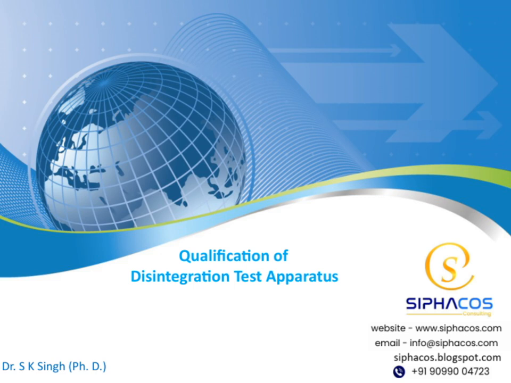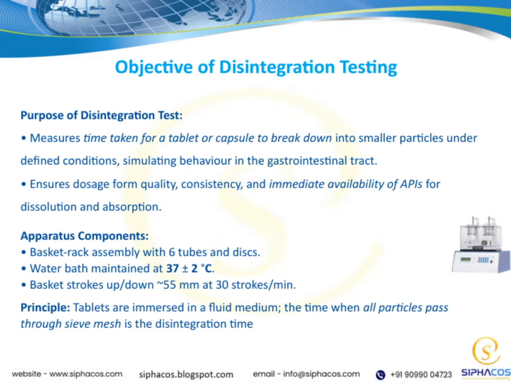Let's get started. Let's talk about the objective of disintegration testing. The main purpose here is to measure how long it takes for a tablet or capsule to break down into smaller particles when placed in conditions that mimic the gastrointestinal environment. This is crucial because it helps us understand how quickly the medication will become available for absorption once ingested. Essentially, it ensures that the dosage form is of good quality, consistent, and that the active pharmaceutical ingredients are ready to dissolve and be absorbed by the body without delay.